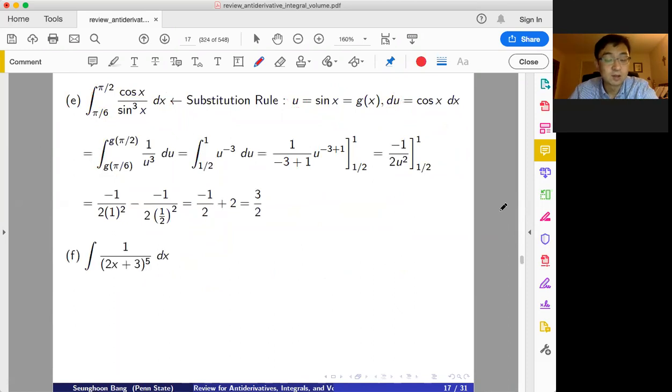The next one: the integral of 1 over 2x plus 3 to the 5 dx. Same here, we don't have an antiderivative of the integrand. You can use U substitution. What's U?